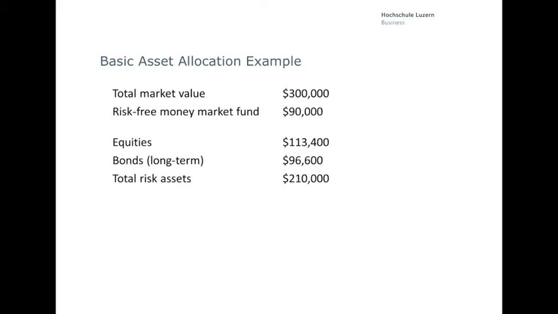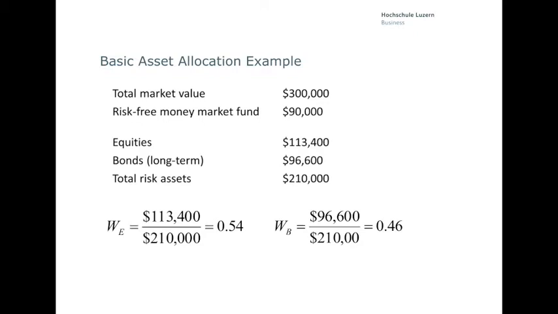First, we calculate the proportion of stocks by simply taking the equity value divided by the total risky assets. So this is a proportion of 54%. We also calculate the weight of the bonds, which is simply the amount of bonds divided by total risky assets, which is about 0.46, or given the fact that it all adds up to 100%, we can simply subtract from 1 the weight of equity.